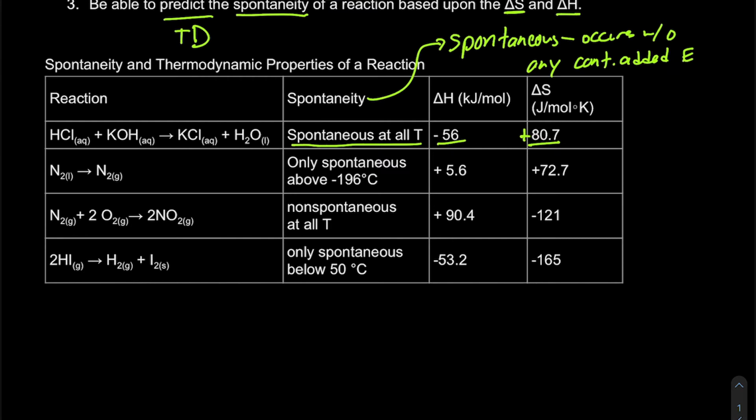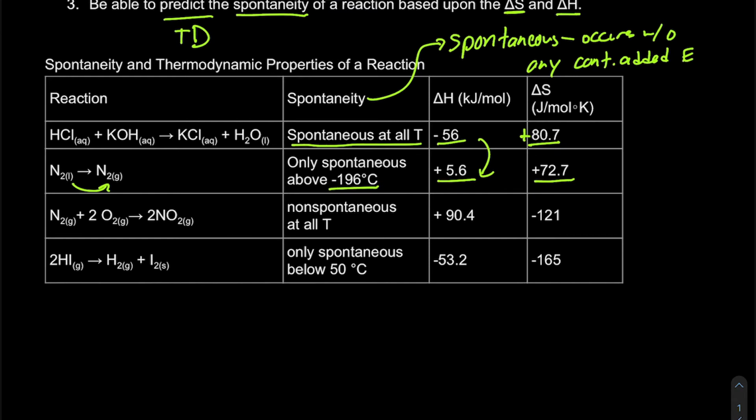Then our second one here is N2 liquid to gas. So we're basically undergoing vaporization, this phase change. And this is only spontaneous above a certain temperature. So it's not going to happen at any temperature. It only happens above negative 196 degrees Celsius. Well, then we notice here we have a positive delta H and a positive delta S. And so maybe because we've shifted the sign of our delta H, now we're absorbing energy in the form of heat. That's going to be affecting the way that the reaction is spontaneous or not at different temperatures.